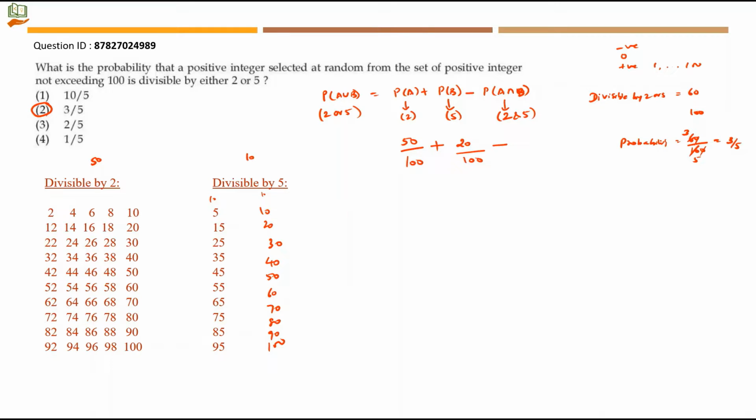Now the intersection part is actually this set of 10 numbers. They are actually divisible by 2 as well as by 5. So I have to write here 10 divided by 100. So altogether 50 plus 20 will give me 70. 70 minus 10 will give 60 divided by 100. Even if you go by the formula method, you get the same answer, 3 divided by 5.